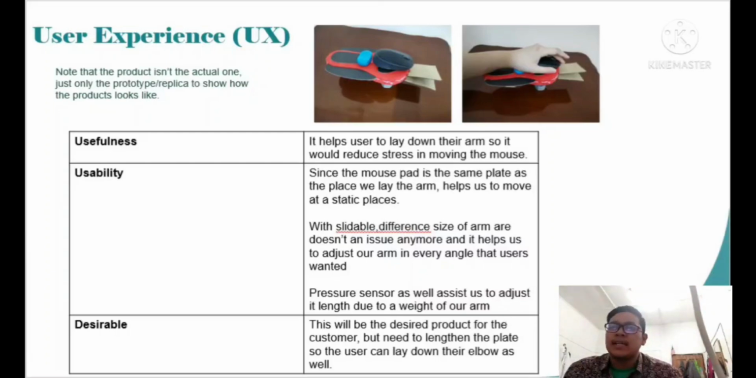The third one is desirability. Based on the previous two aspects, we are looking at whether the product is desirable. We're going to say yes, but it needs to lengthen the plate so the user can lay down their elbows as well. So it will be comfortable not only for our wrist, but our elbow too, which can reduce our stress to move the mouse when doing the work.